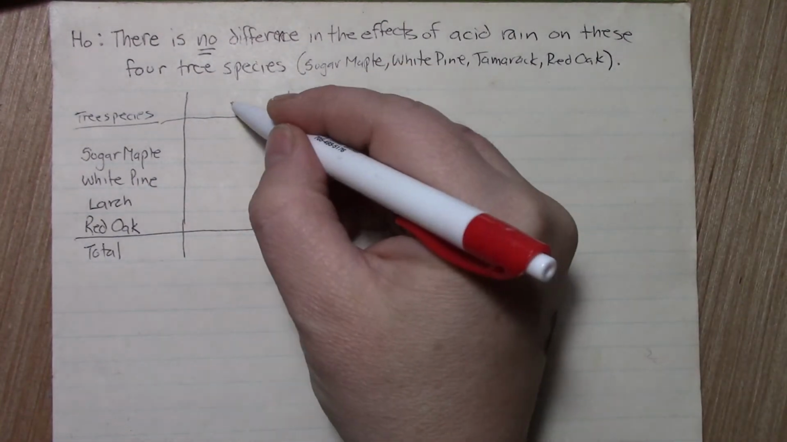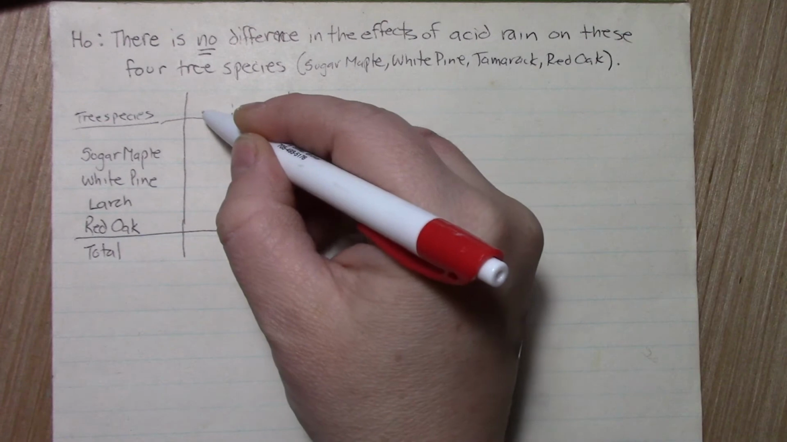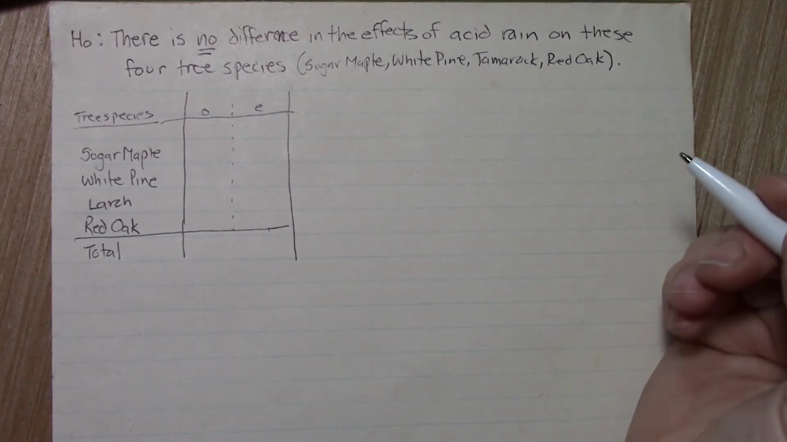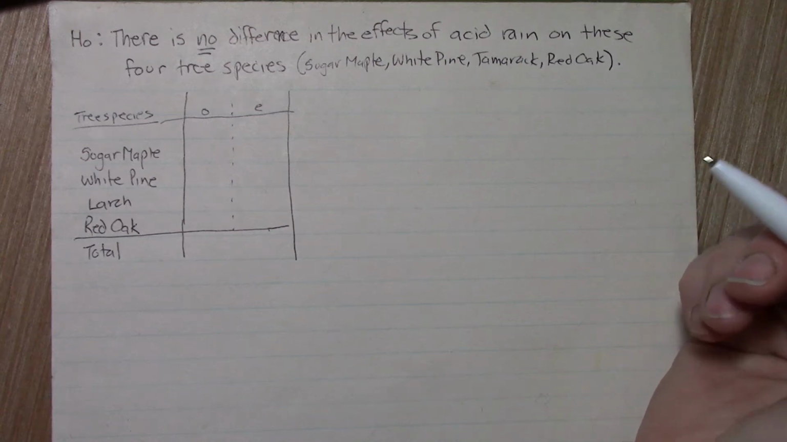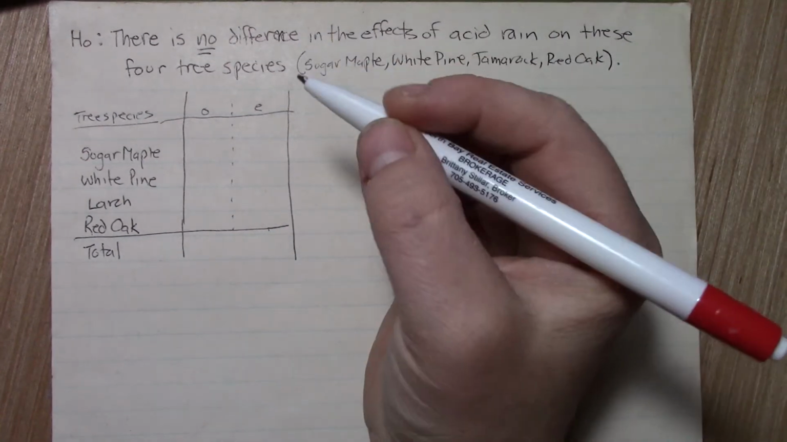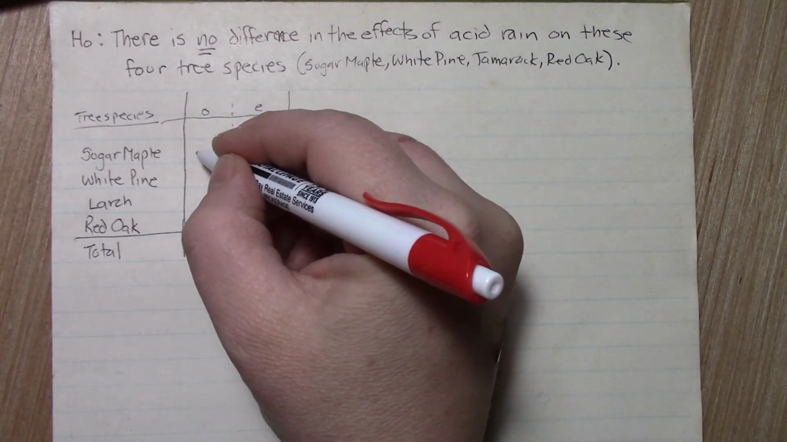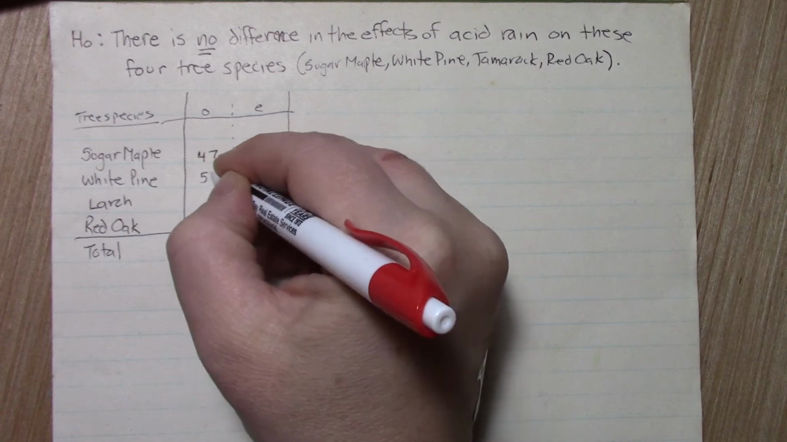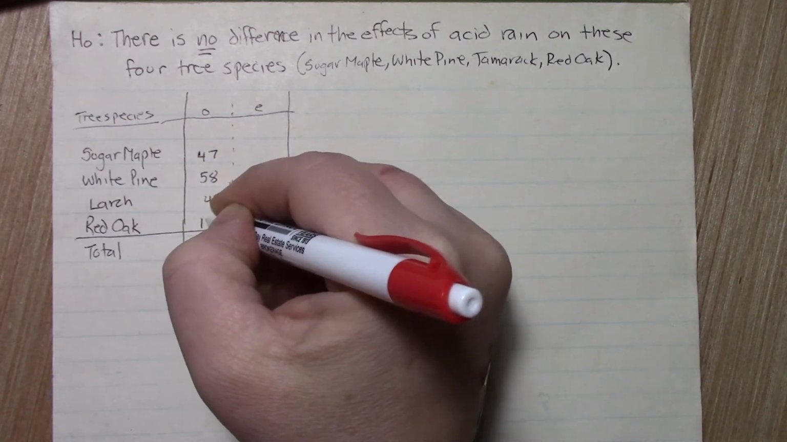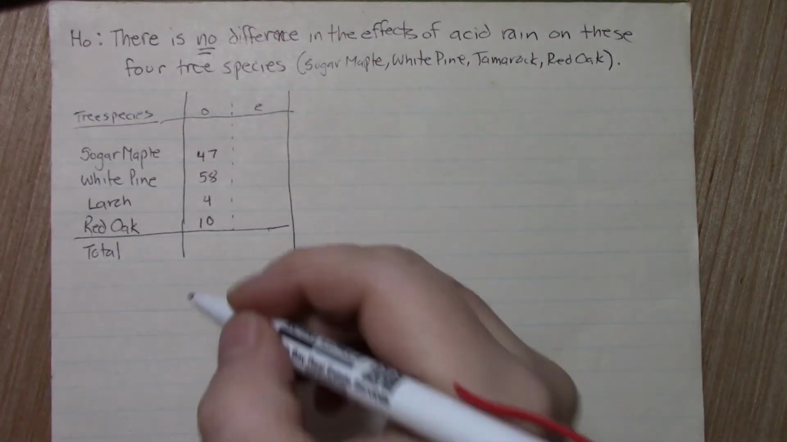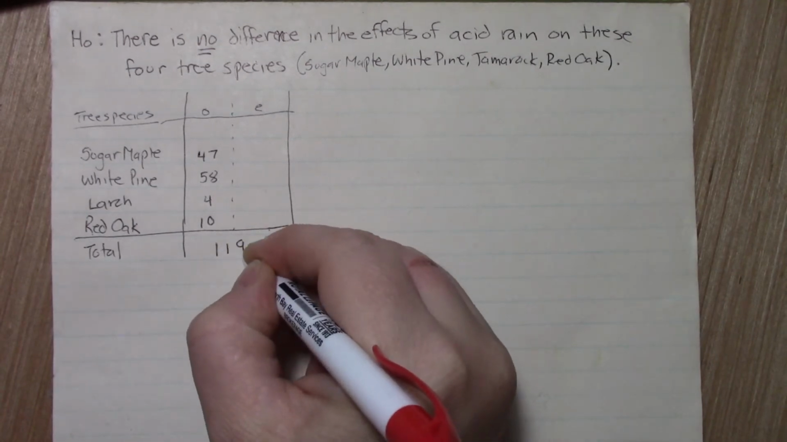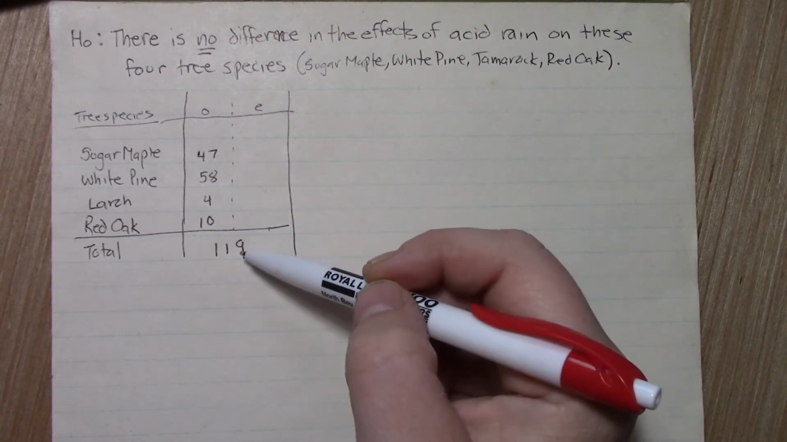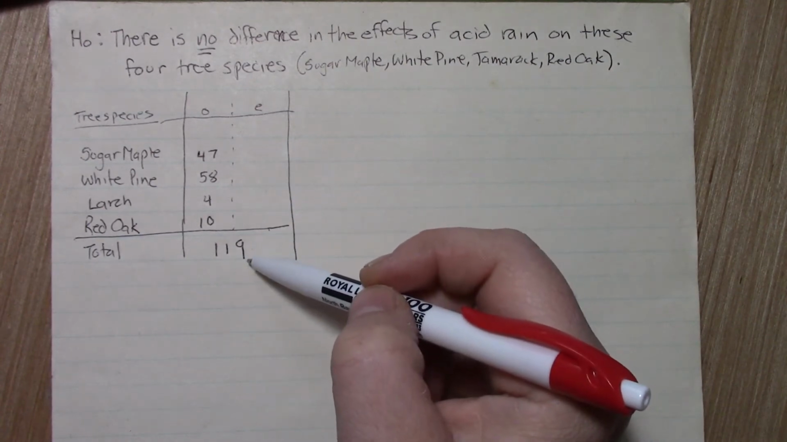And then I'm going to divide that column into observed and expected. The observed are how many I saw that I counted that had died from acid rain, or potentially acid rain. So there were 47, 58, 4, and 10. That's a total of 119. Now it's only one column, so the 119 is in the middle of that dotted line, because both these columns are going to equal 119.